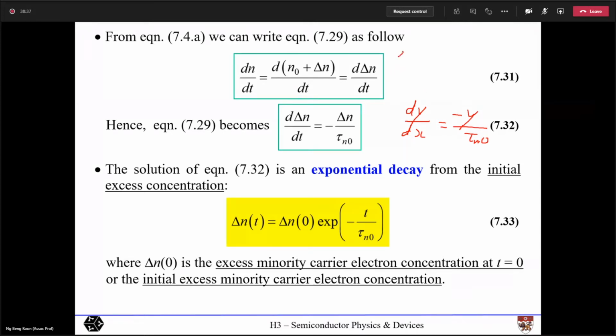If we do that, you basically bring the delta N to the left hand side, which will end up in the denominator, 1 over delta N, and you have the derivative of delta N. On the right hand side, we bring the dt over, and we can keep the 1 over tau N naught on the right hand side. That gives us a form that we can actually solve.